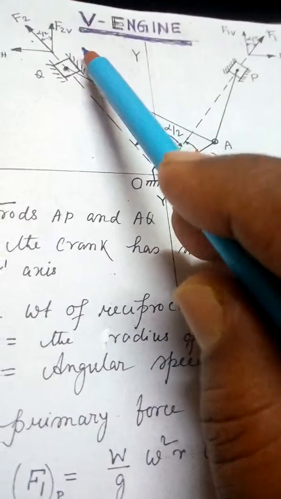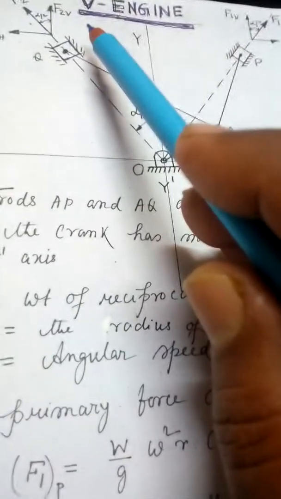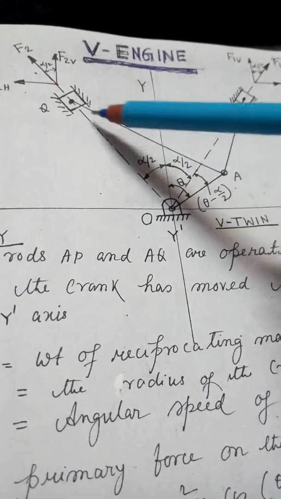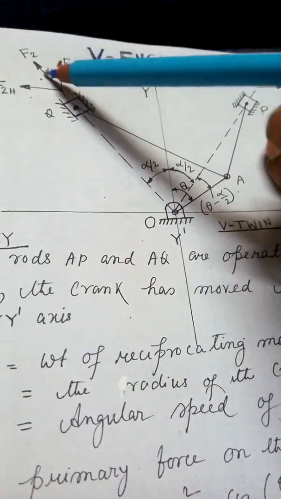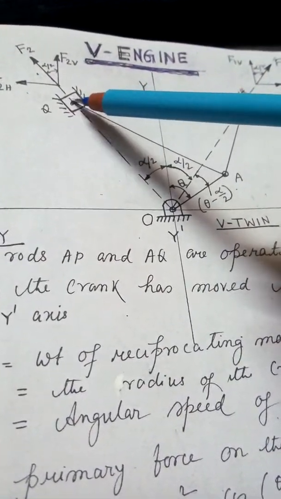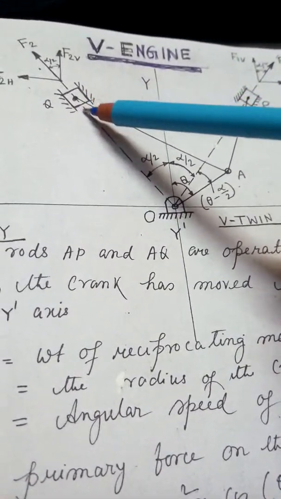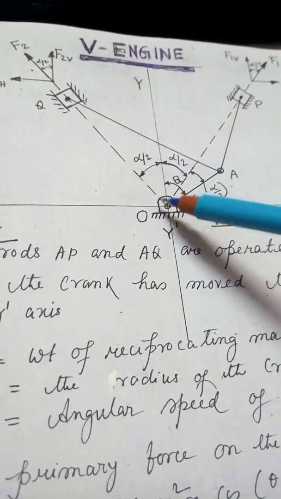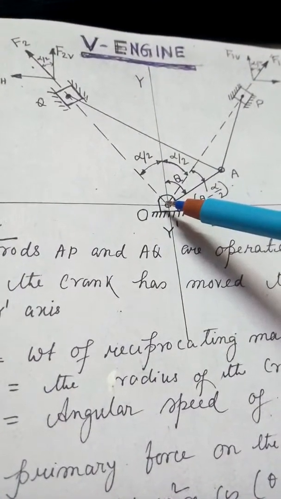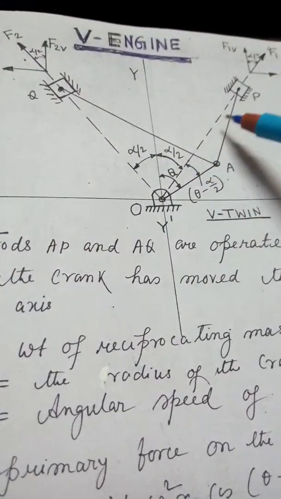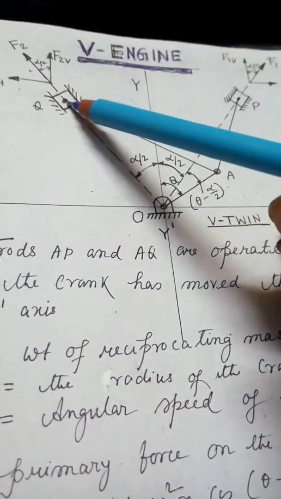Force analysis on V engine. This is a V engine. Now I will tell you that this is one piston cylinder mechanism, and this is the line of stroke of this engine, P, and this is Q.